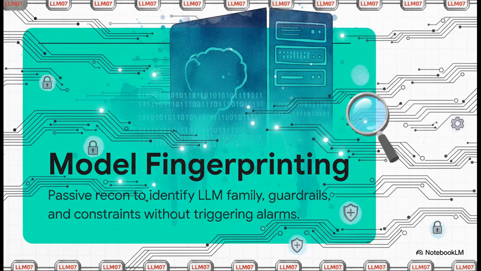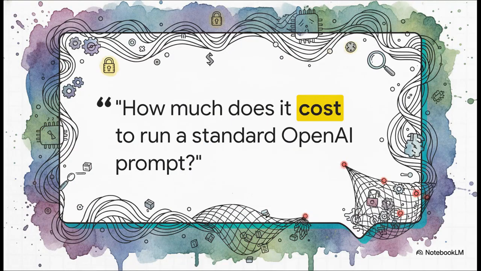In the OWASP Top 10 for LLMs, this maps right to LLM 07. Now, it's usually considered a low-severity finding since it's just passive recon. But make no mistake, this is the vital intelligence you absolutely need to proceed. So how do we gather that intelligence harmlessly?